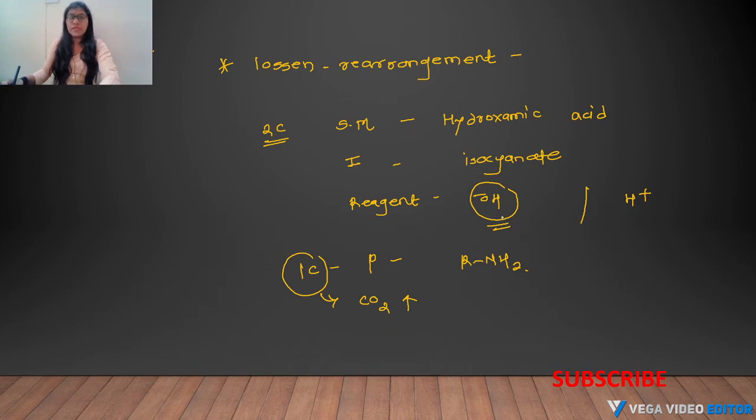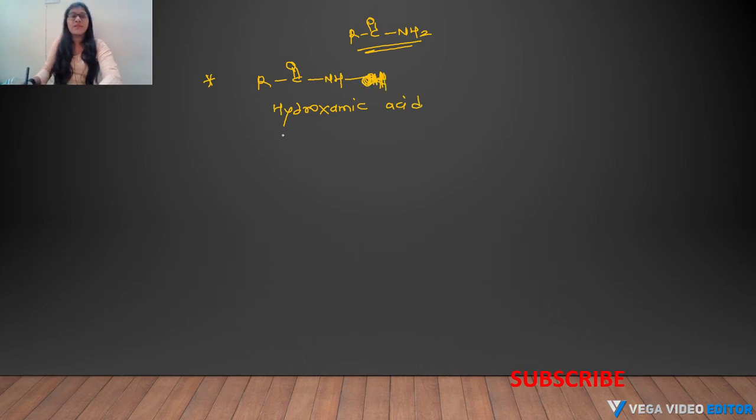In presence of base, here what is the starting material? Starting material is hydroxamic acid. This is the structure of hydroxamic acid. Here is the OH. In Hofmann degradation, starting material is amide, and in Lossen rearrangement, starting material is hydroxamic acid. To the nitrogen, OH group is attached. The name of acid is hydroxamic acid.